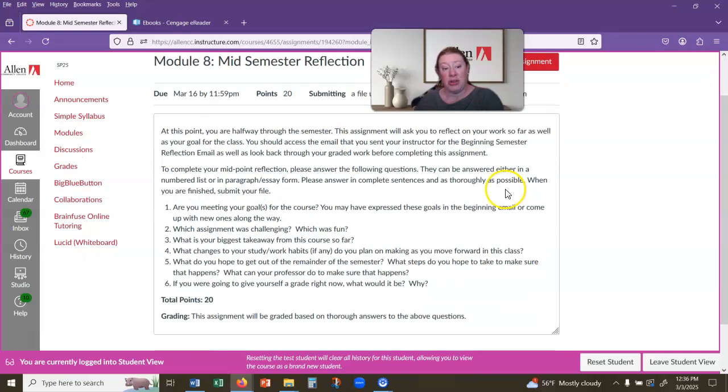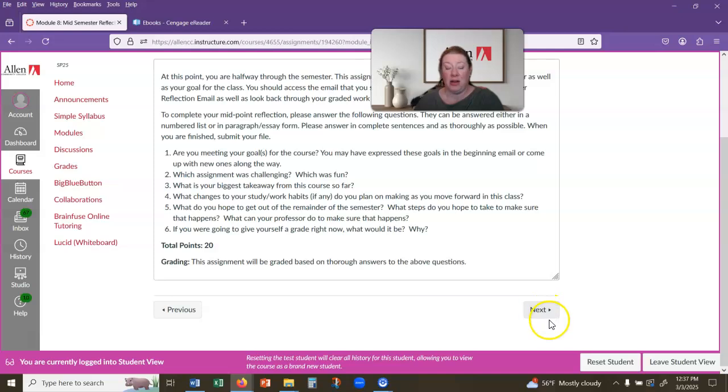For now, though, the midpoint is the other part of this module. And so one of the things we do at the halfway point is reflect on the semester. How are you doing with your goals? At the beginning of the semester, you sent me an email, and now you're going to reflect on whether or not you're meeting any of your goals. What's the most challenging thing you've done? What are you learning? What's the best thing that you've learned? If you would give yourself a grade, what would you give yourself? And all of that kind of thing.